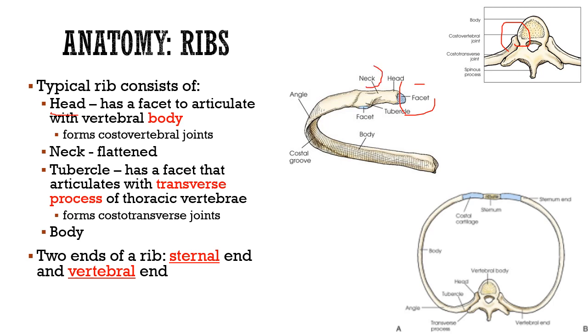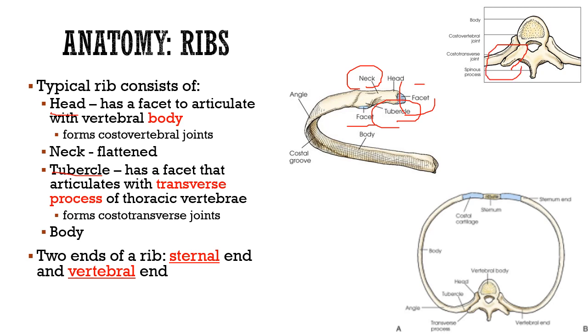There's also what is called the neck. It's a flattened aspect of the rib. And then there's a tubercle, which is going to articulate with the transverse process. So this is called the tubercle, and it has a facet where it articulates with the transverse process. What it's going to form is the costotransverse joint. So that's what we have here.